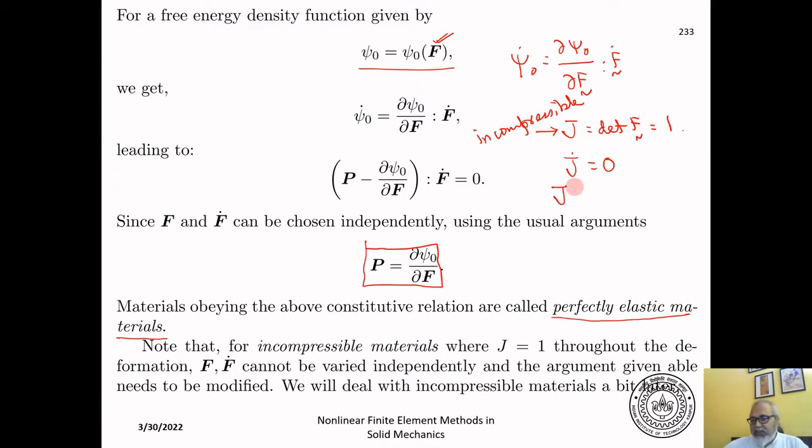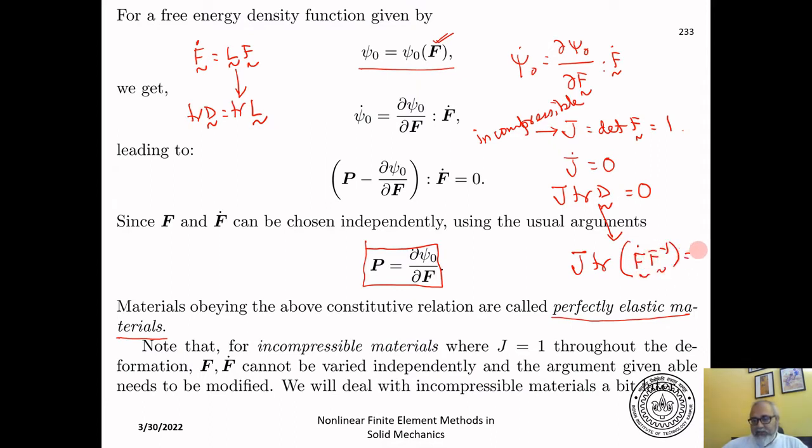And we know that J dot is J trace D, that is equal to 0. And we also know that F dot is LF. D is the symmetric part of L, so trace of D is equal to trace of L. So this is J times trace of F dot F inverse, and that is equal to 0.